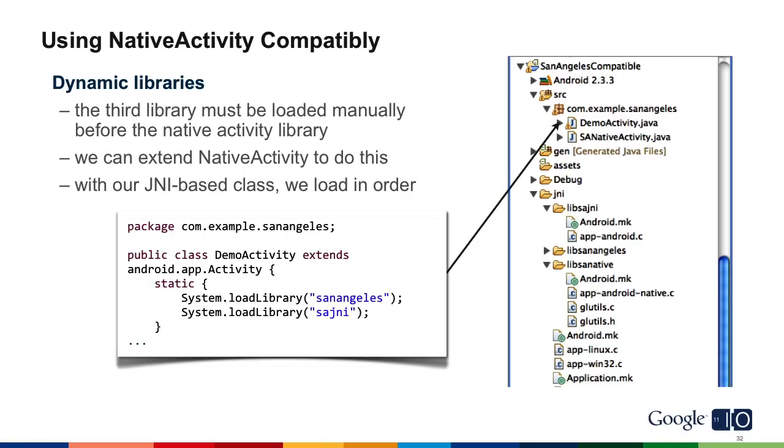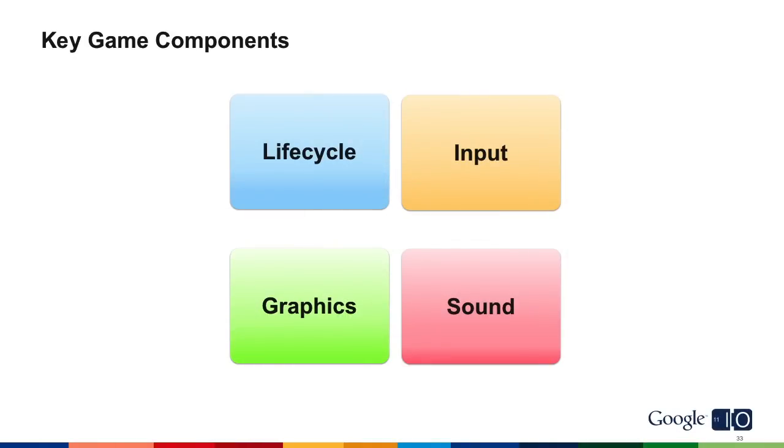And that's it. With this, you can actually have two different activities that share the same native code path, but target different devices. Now, let's talk about what you need to do in order to write a game. Well, you need to deal with the Android lifecycle. You're going to have to deal with input, graphics, sound, and of course, assets.